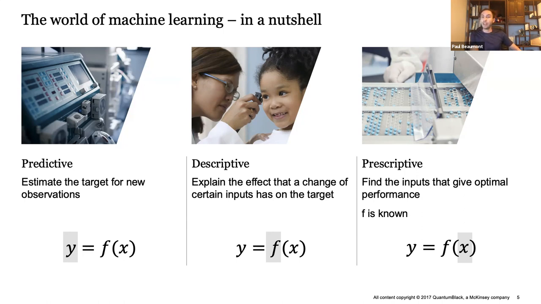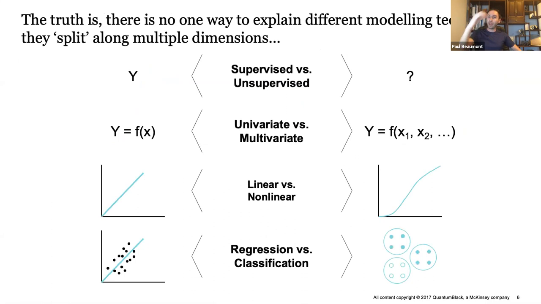This is where we really care about choosing the best possible X, basically, okay? So whilst we still use the equation y equals f of x, we have a different focus, and we can use it for different purposes, right? And this is just one single way of dissecting and splitting up different machine learning models.